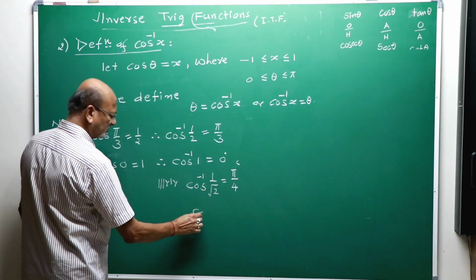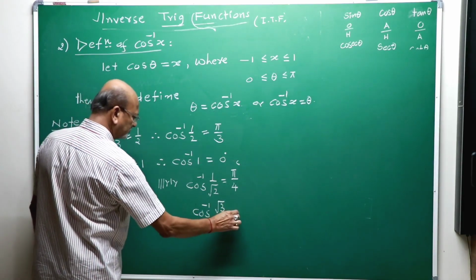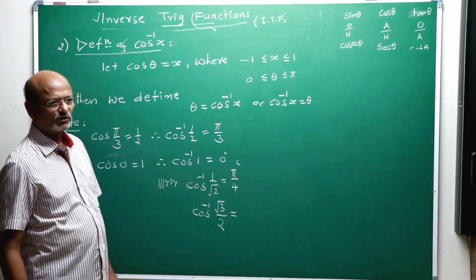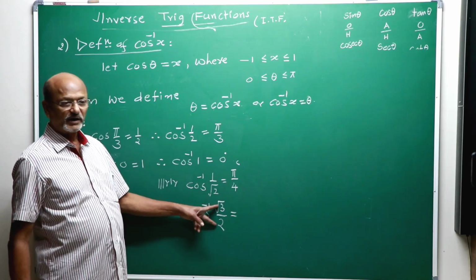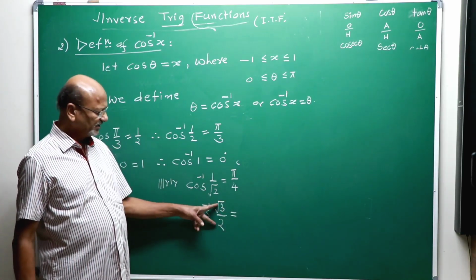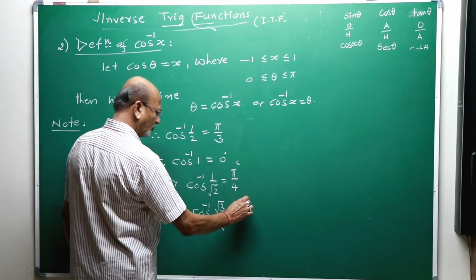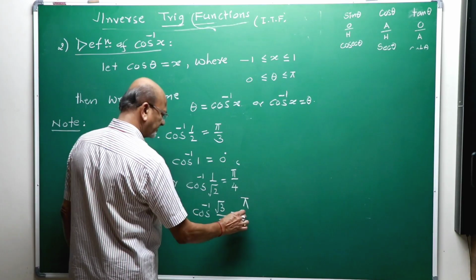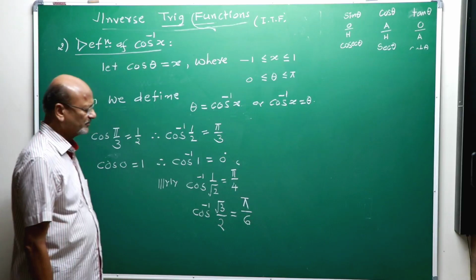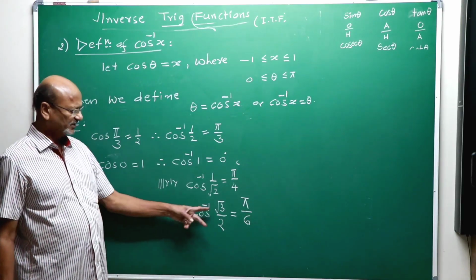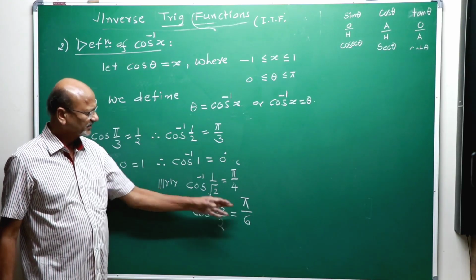Similarly, we can write cos inverse √3 by 2. Tell, friends, what is cos inverse √3 by 2? It is an angle corresponding to √3 by 2. Cos 30 is √3 by 2. Then what is cos inverse √3 by 2? It is 30 degrees, which can be written in terms of radians as pi by 6. Not 60, it is 30. So cos inverse √3 by 2 is 30 degrees, that is pi by 6.